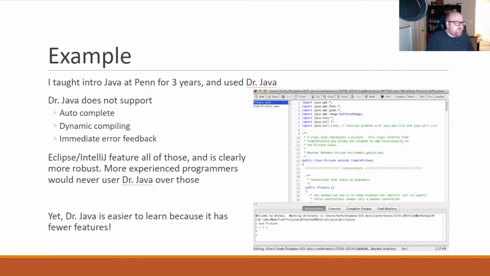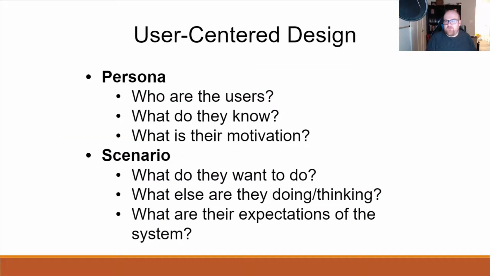So how do we design for usability? Well, you need to consider two things. The first is the persona, and the second is the scenario. Persona. Who are the users? What is their pre-existing knowledge? What is their motivation? Scenario. What do you think a user is likely to want to try to do? What else are they dealing with? And what are their expectations?